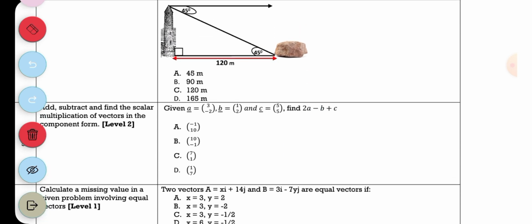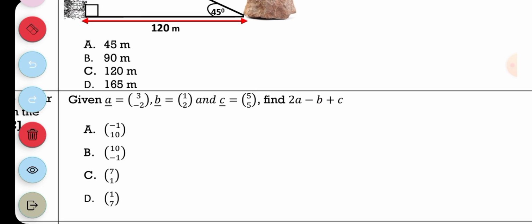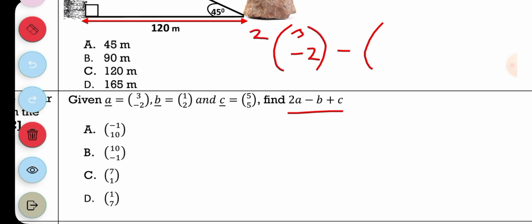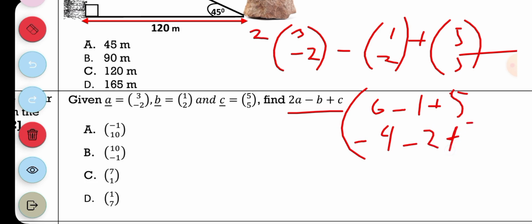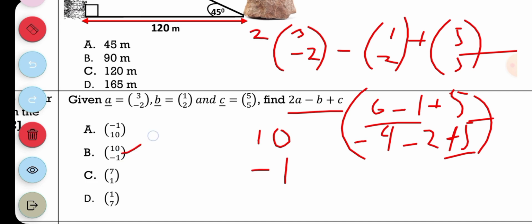Now, question 52. A equals (3, negative 2). So this being what you're supposed to substitute into. So you have 2 multiplied by (3, negative 2) minus your B, which is (1, 2), plus C, which is (5, 5). So 2 times 3 is 6. 2 times negative 2 is negative 4, minus 1 plus 5, minus 2 plus 5. So 6 minus 1 is 5. 5 plus 5 is 10. So 10 for the top, minus 4 minus 2 is minus 6. Minus 6 plus 5 is minus 1. So (10, negative 1). So answer to this question is B.